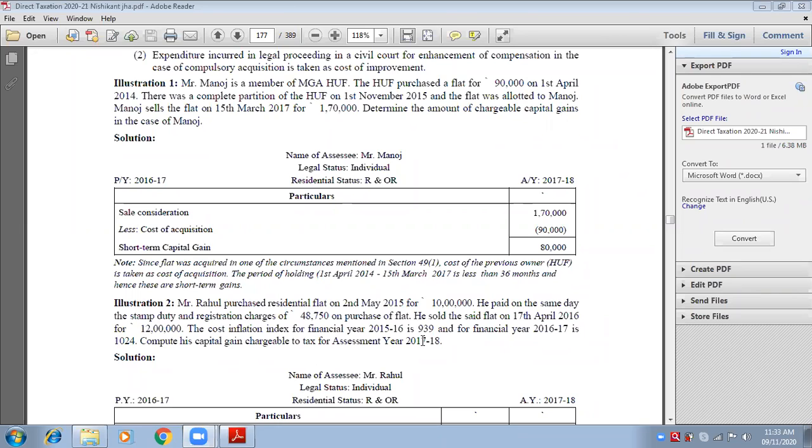PAN card number nil. Write down particulars, inner column and outer column. Three columns have to be made. Now write down full value of consideration.